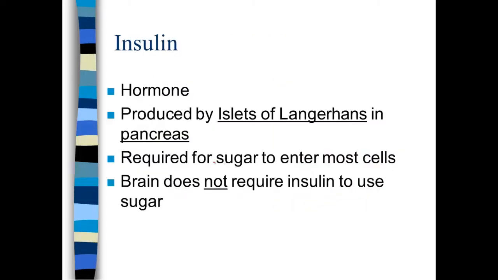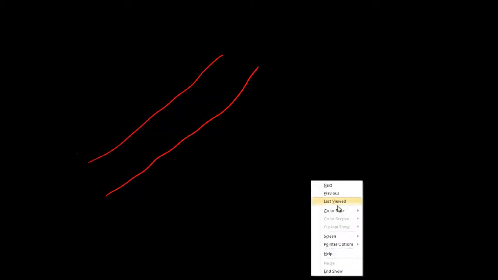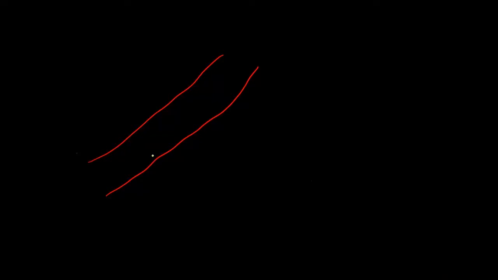So insulin is a hormone. Again, it's produced by the islets of Langerhans in the pancreas. It's required for sugar to enter most cells, but the brain does not require insulin to use the sugar. So let me draw you a little picture here. I'm going to draw this as a blood vessel. Let me change colors. We're going to have a few colors going here. Let's do some yellow. So that's your blood vessel. This is your cell. Maybe it's a muscle cell. We'll call this a muscle cell.